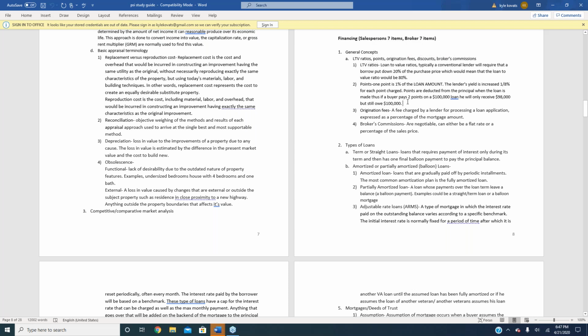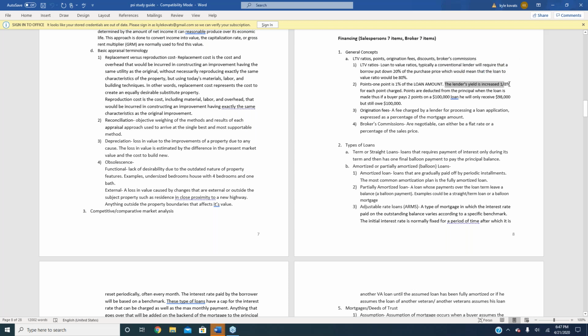Points, which is a charge you get charged depending upon, I shouldn't say who you are, I should say more so what your credit profile is. Do you have a good credit score, bad credit score, what's your down payment, things like that. Those could all be grounds for why the lender might want to charge you points. So every point that you're charged is 1% of the loan amount, not the sales price, but 1% of the loan amount. That's number 1.